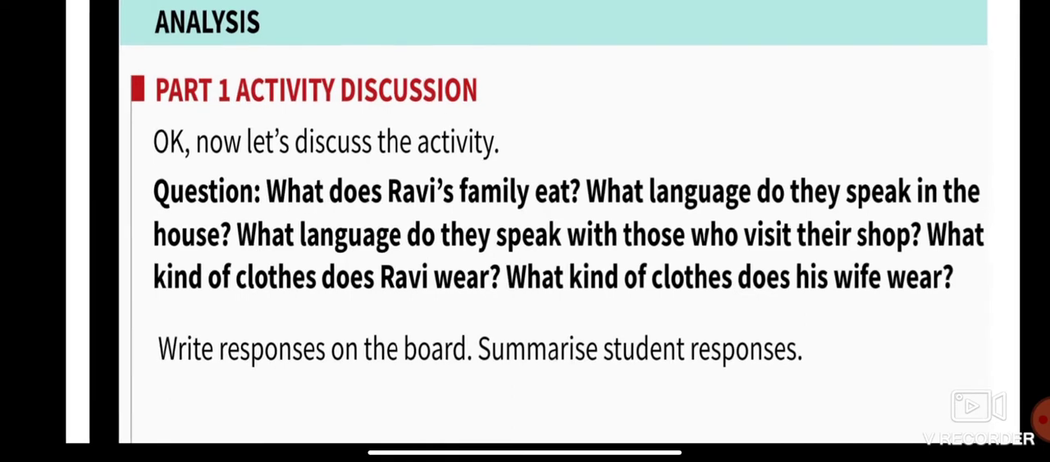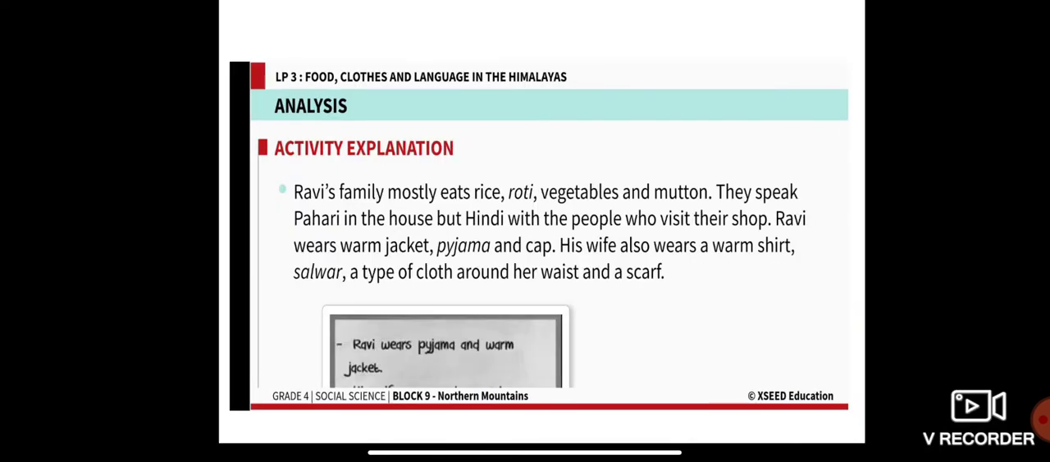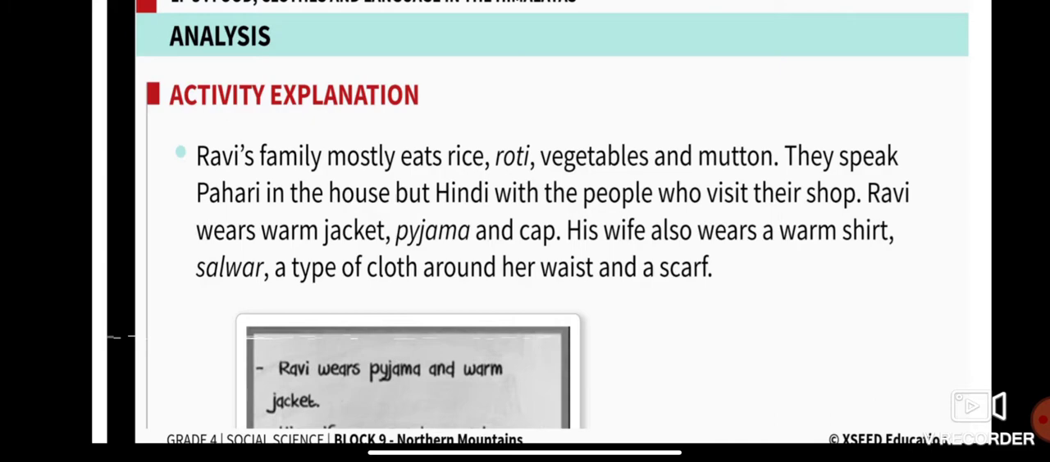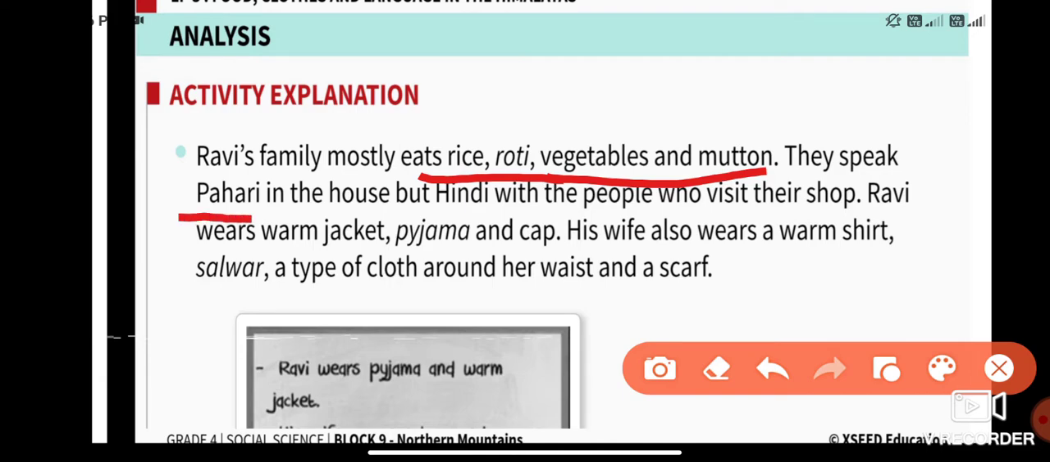I want all of you to please listen to the explanation carefully. Ravi's family mostly eat rice, roti, vegetables and mutton. They speak Pahari in the house, but they speak Hindi with people who visit their shop. When people come and visit their shop, they speak Hindi.